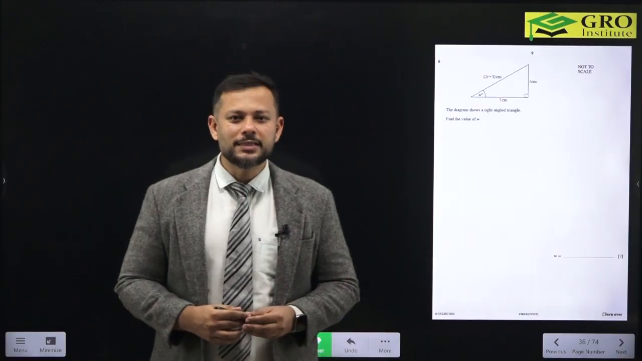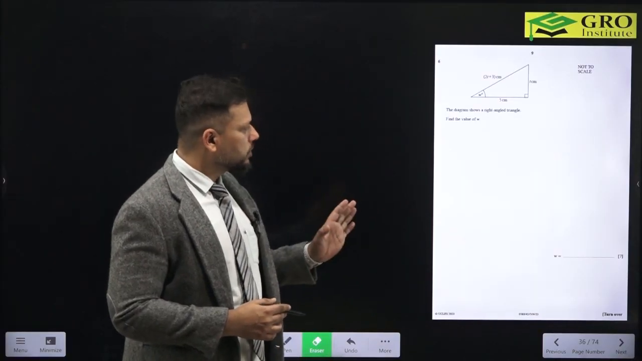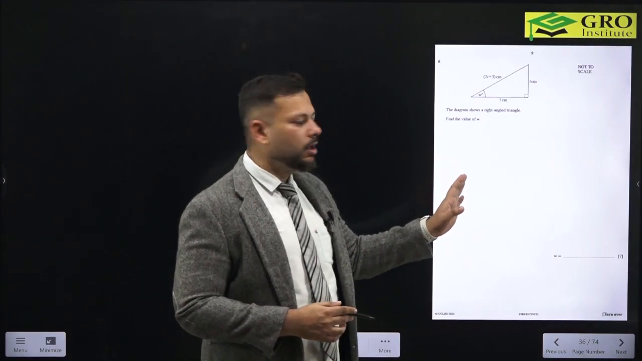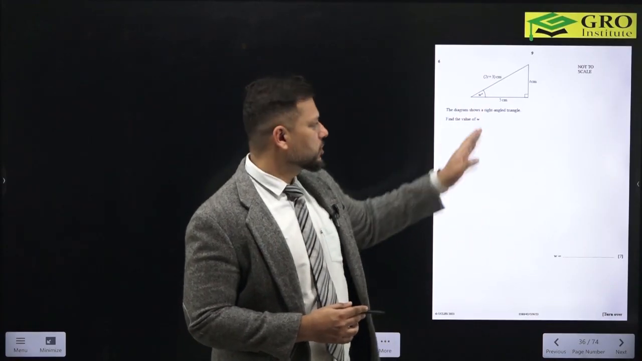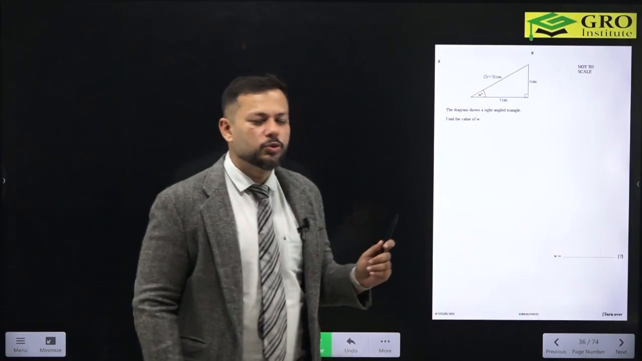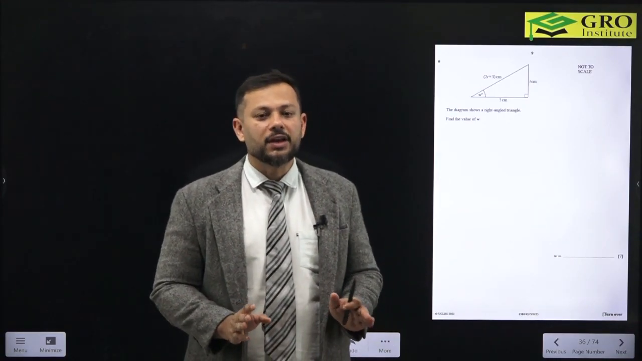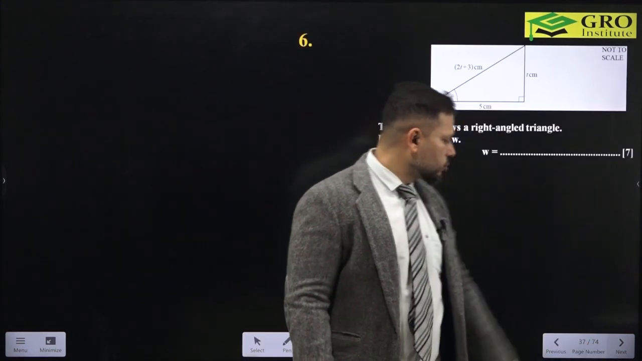So yes, dear students, let us do question number 6 now. If I look at this question, we are being given a triangle and it's a right angle triangle. We have to find the value of W, that is the angle of elevation, I could say. So here, definitely we will be using the concept of Pythagoras theorem as well as the concept of inverse trigonometry or trigonometrical values, right? Let us try to solve it.